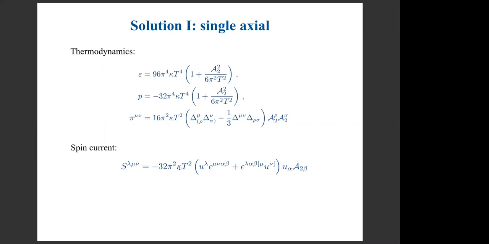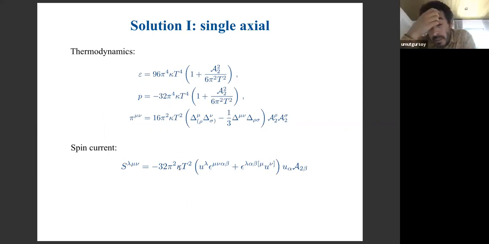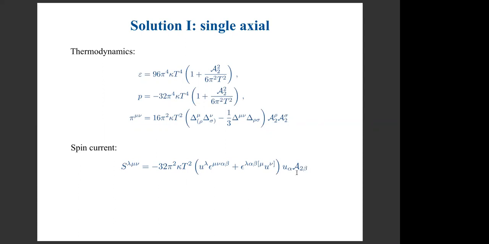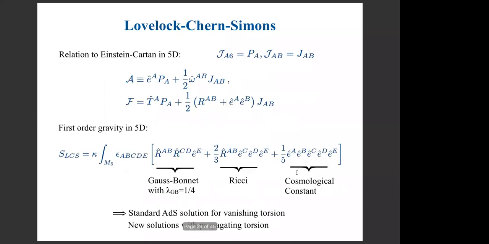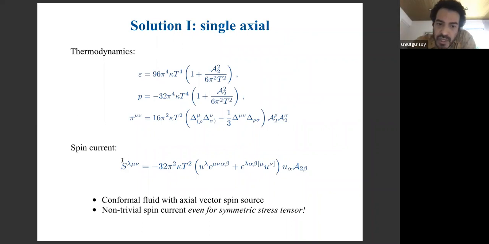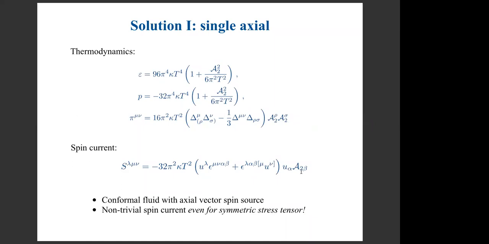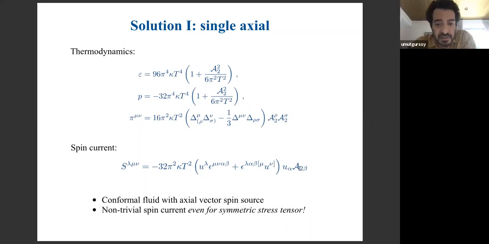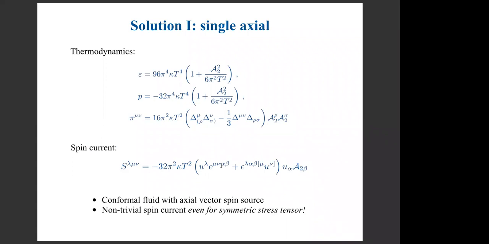Okay. What breaks parity? Yeah, that's a very good question. What breaks parity is that the source breaks parity, right? I mean, the existence of the epsilon tensor. You would only get a non-trivial spin current in the presence of this vector source, which is an axial vector, only if you include the epsilon tensor. Yeah, exactly. So the source is axial. Okay, thank you.